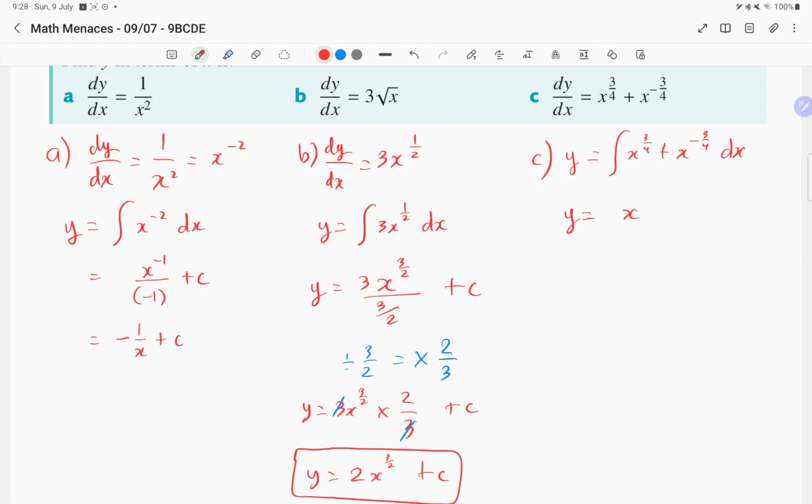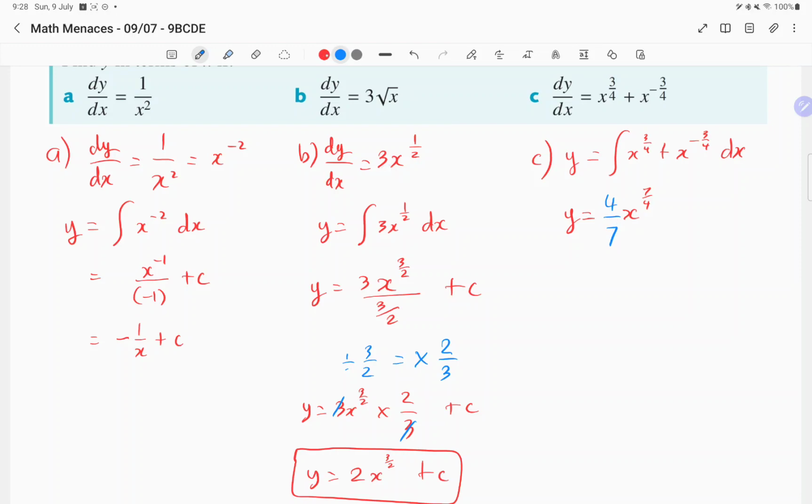Sarah, what's 3 over 4 plus 1? 7 over 4, that's right, 7 over 4. Okay, and then you divide by the new power. But if you can see that dividing by 7 over 4 is times by 4 over 7. So you write 4 over 7 at the front. Okay, does it make sense?